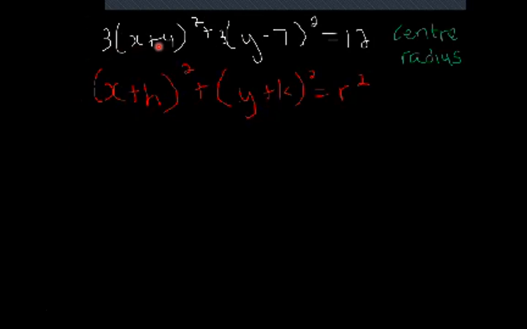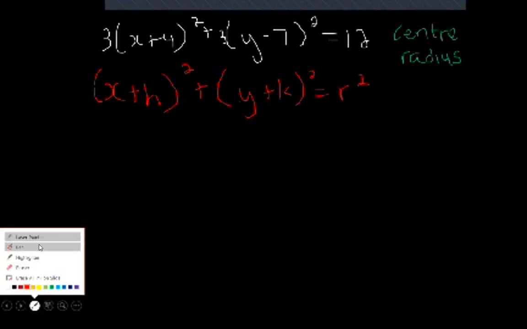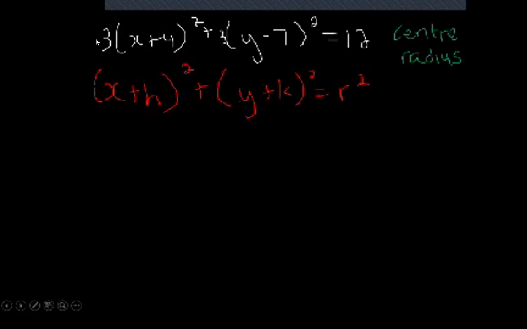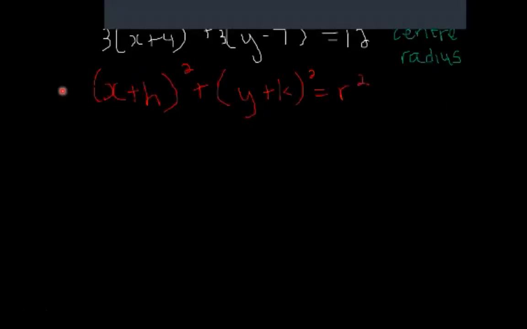We can't expand the brackets, because then we would end up with 3x plus, no, not even 3x plus 12. You have to expand these brackets and then multiply that by 3. So that's x squared plus 8x plus 16, and times that by 3. That's not this form. That's not what we're trying to do. So the question here is, how do I get this to look like this?